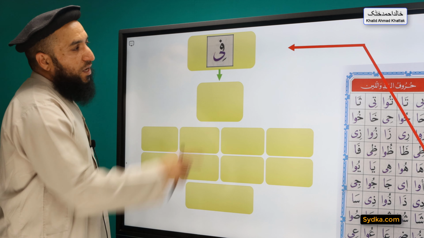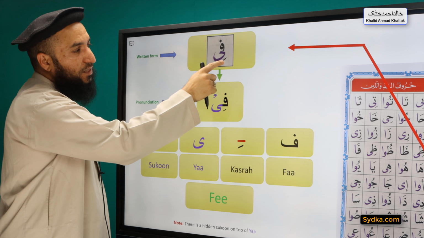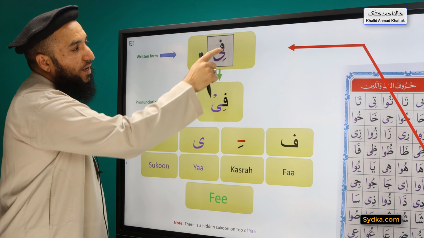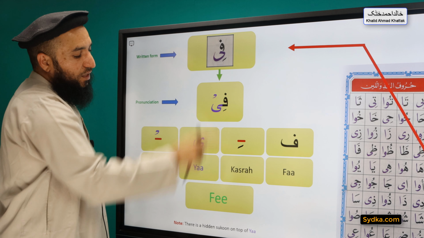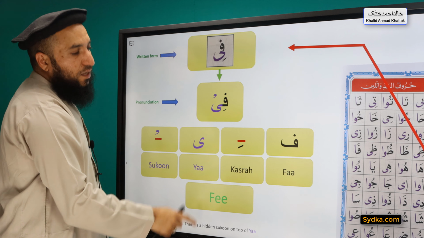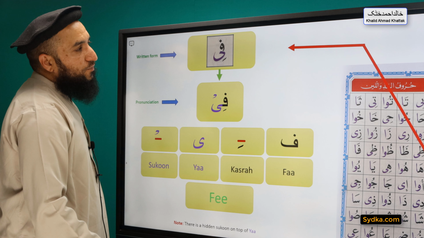The next syllable we have is Fa kasra ya sukun. Fa is a light letter. It has kasra underneath, followed by ya, and ya has hidden sukun. Fa kasra ya sukun. Fi.